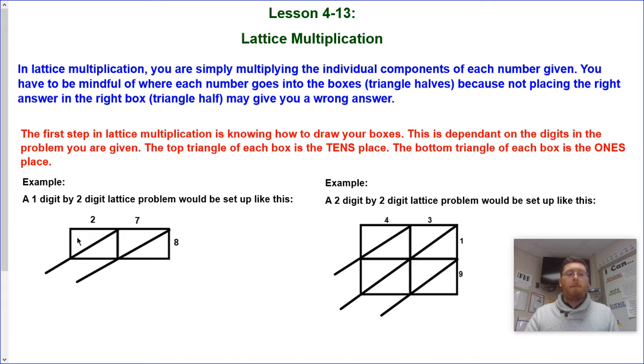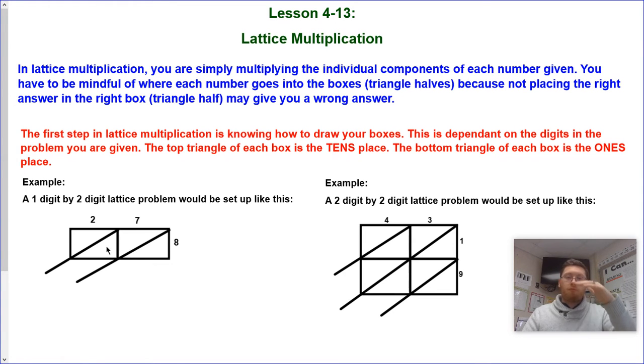Now, what I was saying before. So this is one whole box. Okay, so 2 times 8 goes in this box. The top triangle, see how it's broken into 2 triangles? The top triangle is your tens place for your answer. The bottom triangle is your ones place for your answer. So if I did 2 times 8, 1 would go in the tens place for 16. So 1 would go here, 6 would go here. 7 times 8, 5 would go here, 6 would go here. So tens place, ones place. Tens place, ones place. All right.